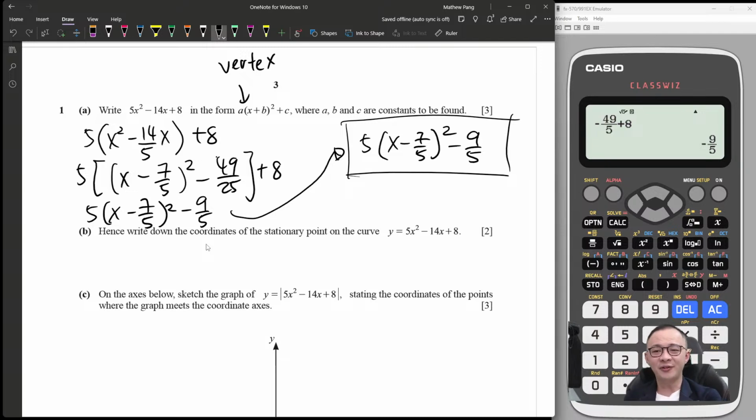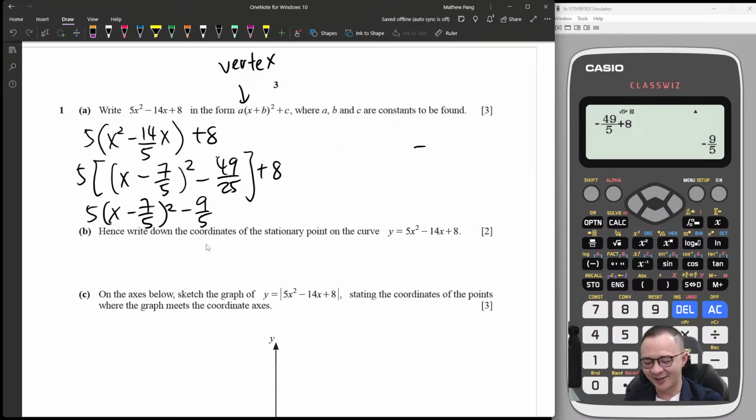Okay, what if the student does not want to use complete the square? Is there any other way they can get this? Yes, actually. Okay, we assume the y is the whole equation. Or you can let f(x) also.